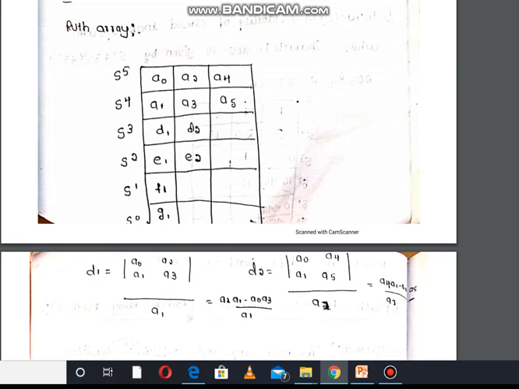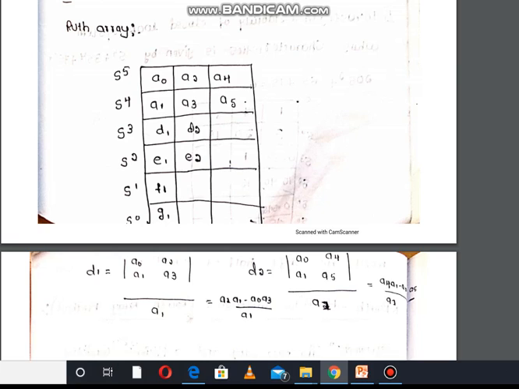So D2 is equal to my determinant A0 A1 A4 A5 divided by, again same thing, A1 only. So again the multiplication is A1 A4 minus A0 into A5 divided by A1. So we can find it.